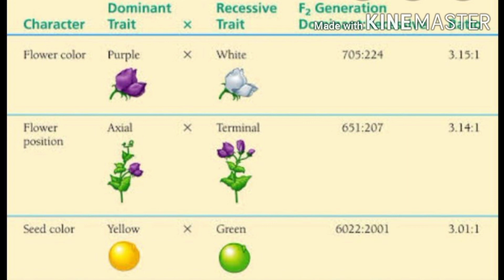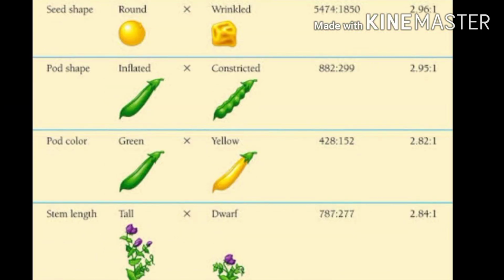The third character is seed color. He has chosen a pea plant having the yellow colored seed and another having green colored seed. The fourth character he has chosen was seed shape. He has chosen a pea plant having the round seed and crossed it with another pea plant having the wrinkled seed. The fifth character was pod shape. He has chosen a pea plant having inflated pod shape and another having constricted pod shape.